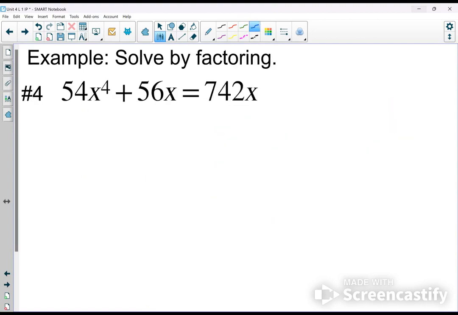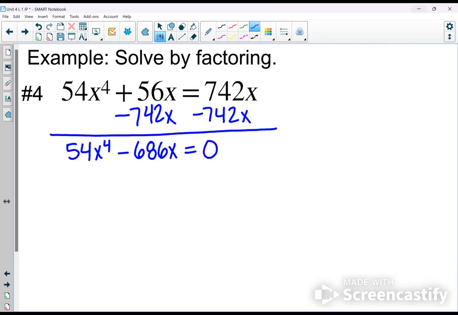So our first step in this problem is to set it equal to 0 because we are solving by factoring. So we want to work through those guideline steps we looked at earlier in our notes. At this point, I want to see if there's a GCF, and there definitely is because I have x to the fourth and x. So x is definitely part of my GCF. And I'm hopeful that there's a GCF between 54 and 686. So I'm going to take a minute and look for that.